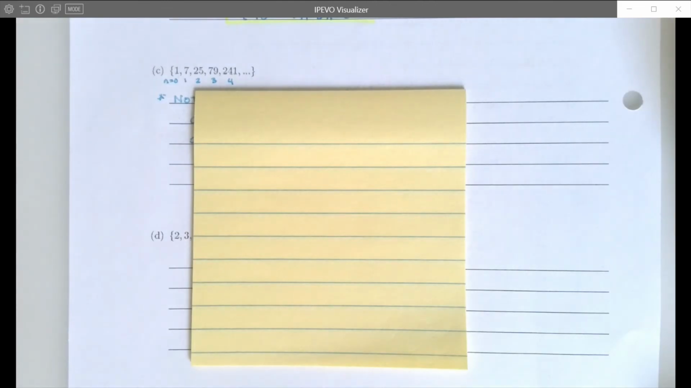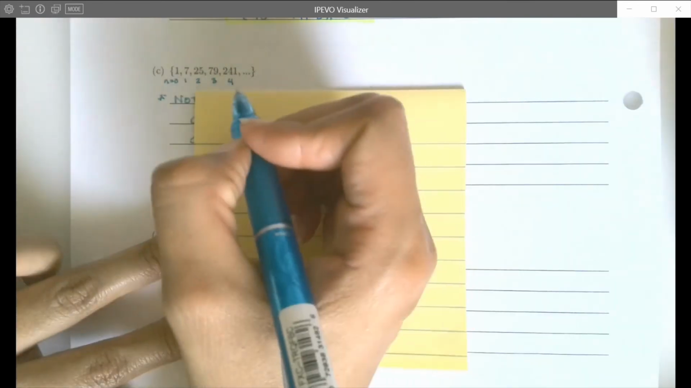Right, so for part C, we have the sequence 1, 7, 25, 79, 241. This one's a little bit more complicated in that we don't have a constant difference between the numbers in the sequence, and we don't have explicitly a power of, say, 2 or 3. So the next best thing to do is check to see if maybe there is an approximate factor difference between two subsequent elements. So what I mean by that is notice the following.